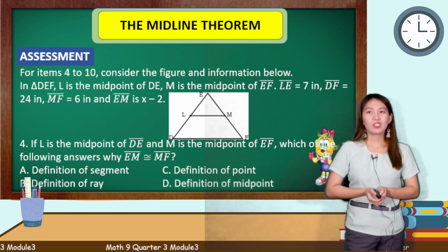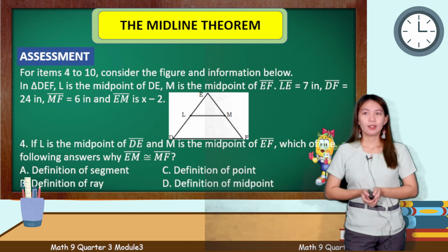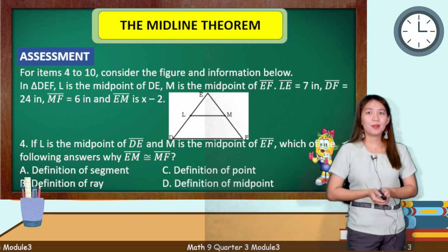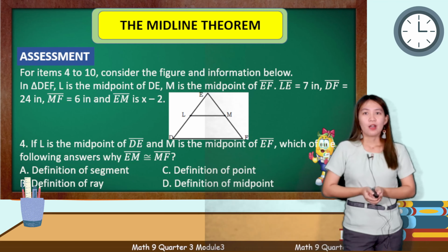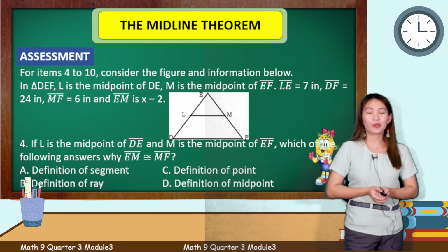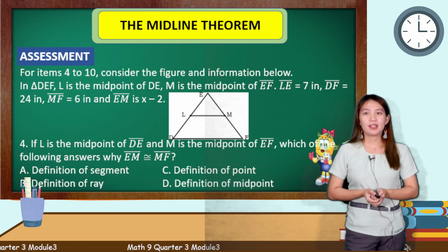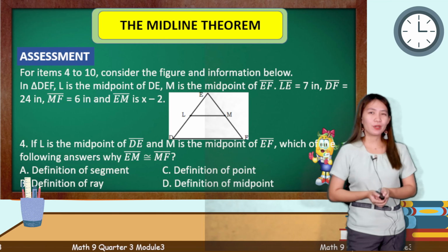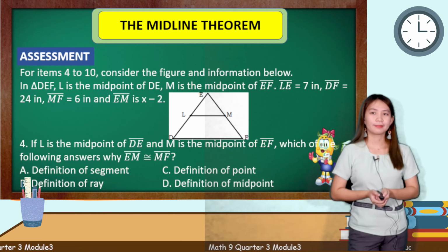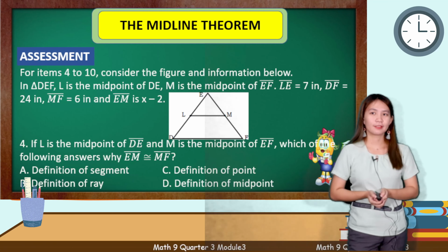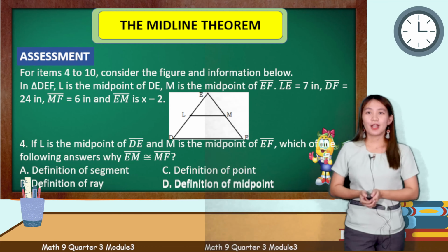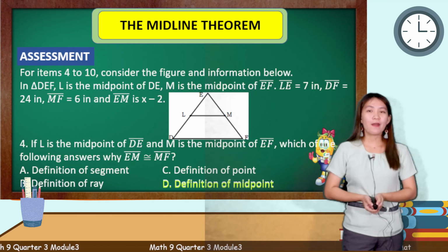So, for question number 4, if L is the midpoint of segment DE and M is the midpoint of segment EF, which of the following answers why segment EM is equal or congruent rather to segment MF? So look closely at the given figure. So the correct answer there is letter D, definition of midpoint.